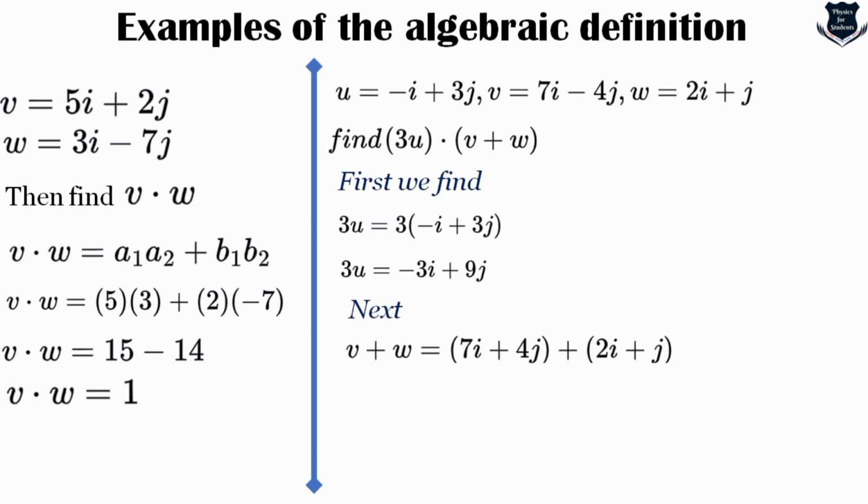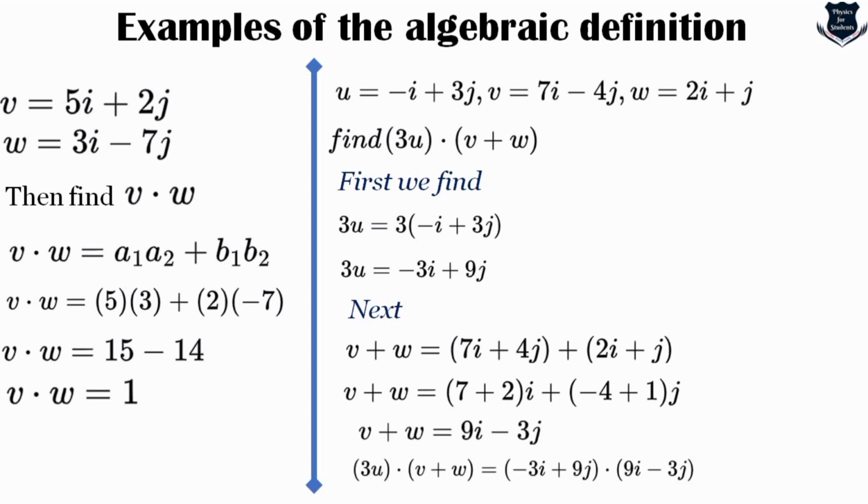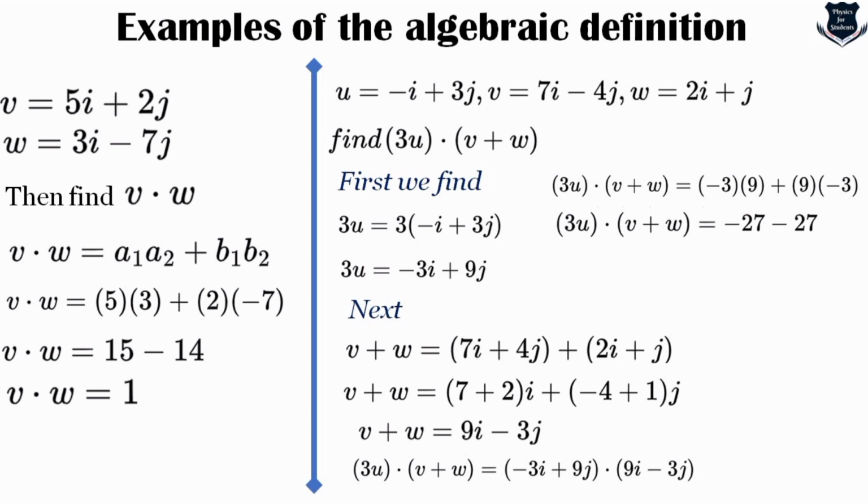If you want, you can pause on the numerical part and take a screenshot, and you can understand it better. So v plus w equals this, and this leads to this, and we find 3u plus v plus w. So we have found v plus w equals 9 minus 3j, which is quite simple. Then we go forward with this, and when we calculate 3u plus v plus w, again substituting these values, we get minus 27 and minus 27, which gives us a nice 3u dot v plus w equals minus 54.